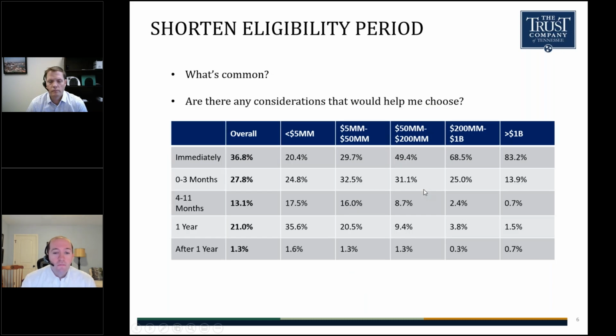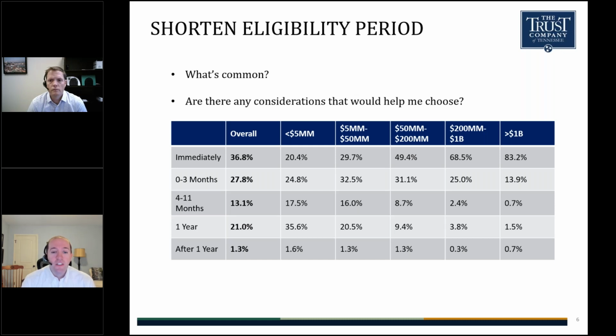One potential easy way to get more people to participate is to shorten the amount of time before they're eligible for the plan. Plans will have an eligibility period, which essentially states how long they have to wait before they can start participating in the plan. Some plans allow for immediate eligibility. You can join as soon as you're hired. Others have a certain waiting period. That might be 3 months, 6 months, or a year.